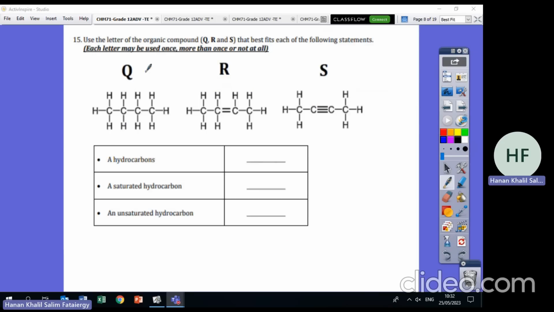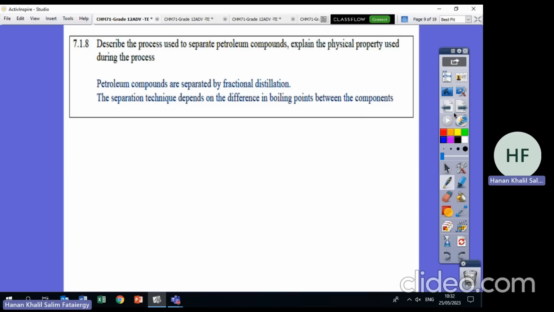Also pause the video and answer. Which one is a hydrocarbon? Of course, all of them. Which one is saturated? Means having single bonds only. This is Q. Unsaturated is R and S.